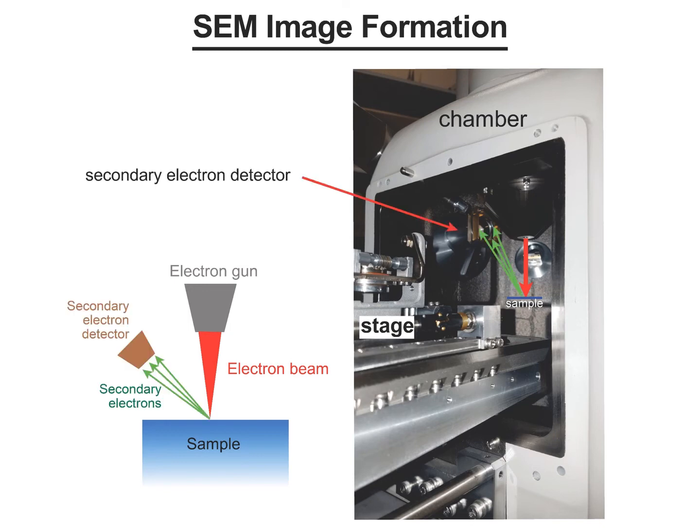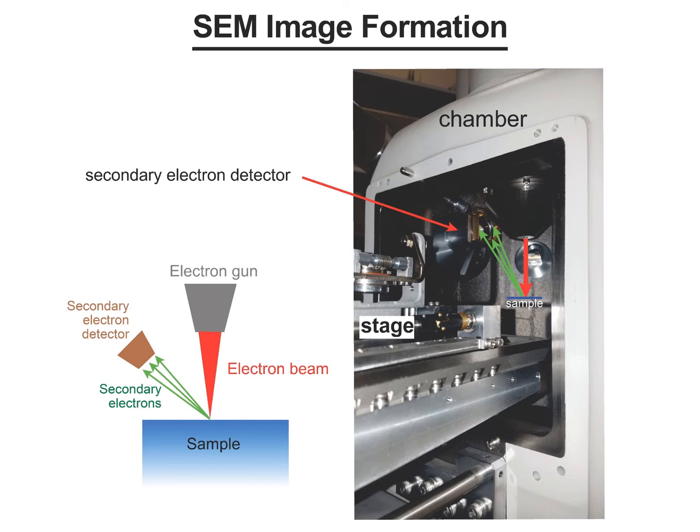I mentioned earlier that the beam produced by the electron gun is a stream of high-energy electrons. When these electrons hit a sample, they cause the release of low-energy or secondary electrons from the surface atoms in the sample, indicated by the green arrows here.